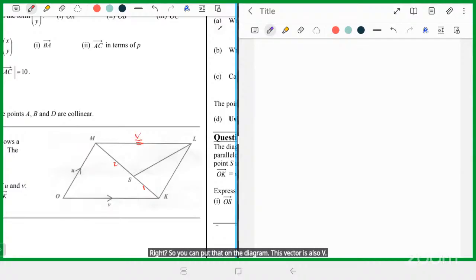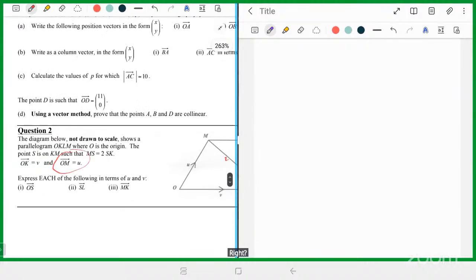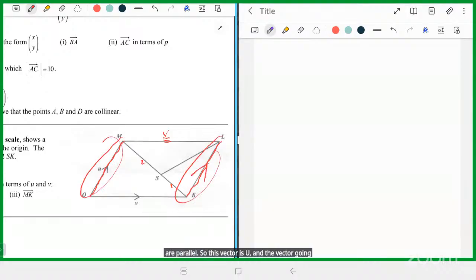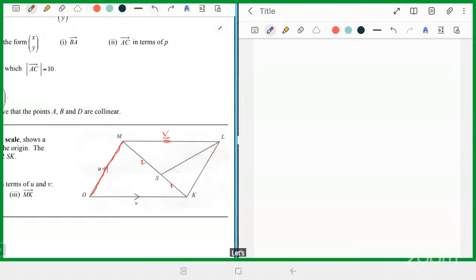And then similarly, they say that this vector OM is U. They said OM is the vector U. So again, these two sides now are parallel and equal in length. So if this vector is U, then the vector going up this way is also U. Let's go to the populated diagram. So this vector up here, going up here, is also U.